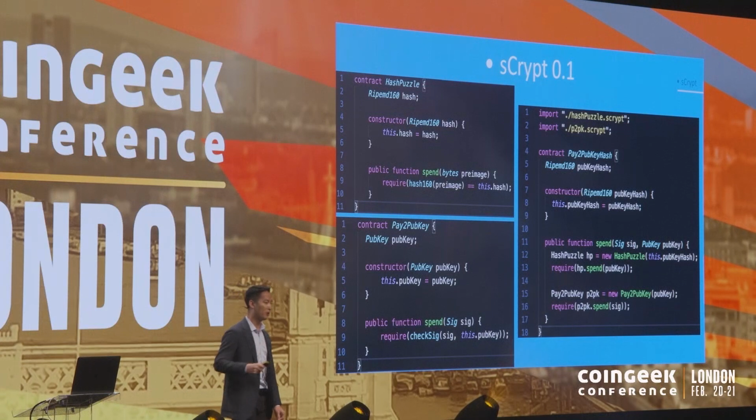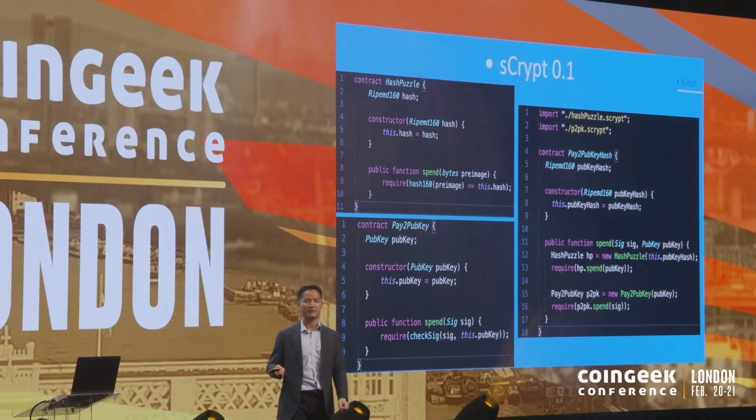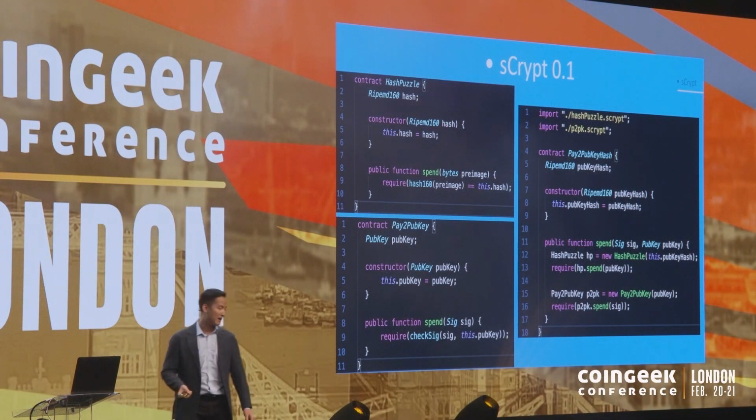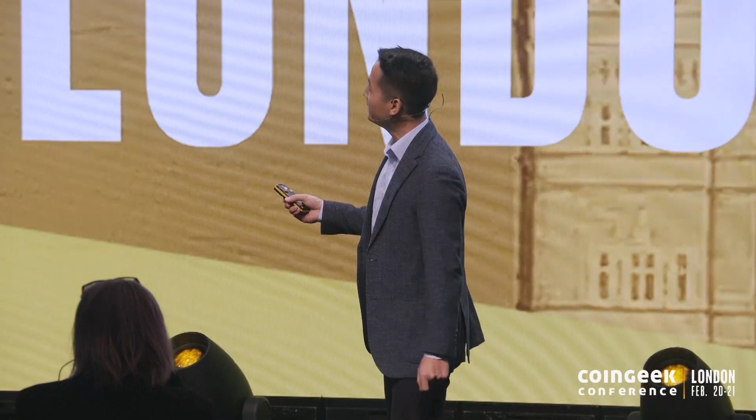I made a presentation at CoinGeek Seoul. Today I'm very excited to report on a lot of progress we have made in the past 4 months or so. First, of course, I'm happy to release the sCrypt language 0.1.